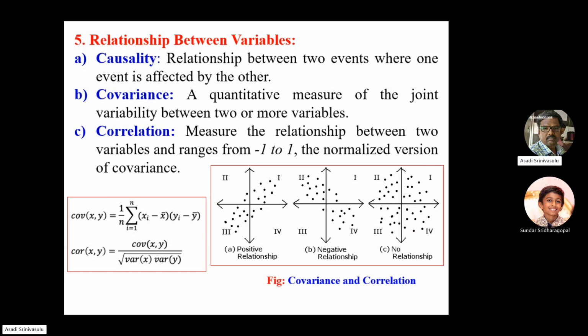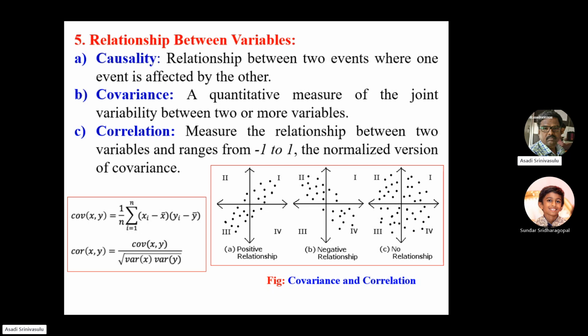Then correlation measures the relationship between two variables and ranges from -1 to 1. The normalized version of covariance is called correlation. How do we calculate the correlation? Covariance is different from correlation.